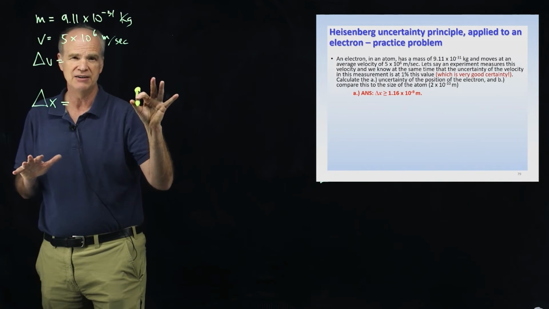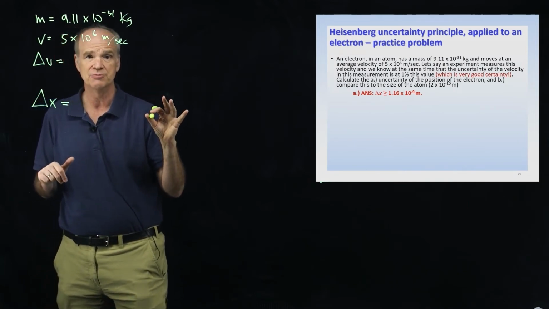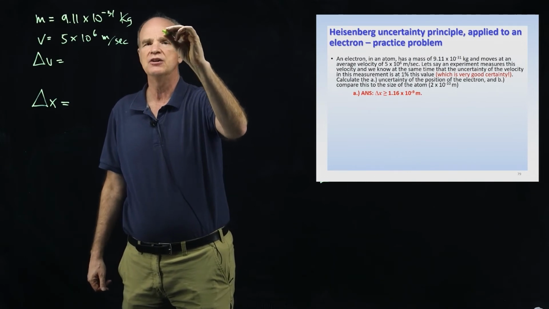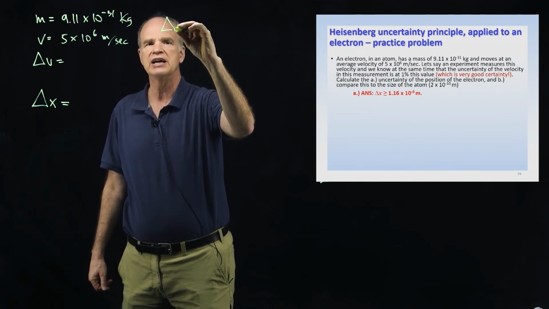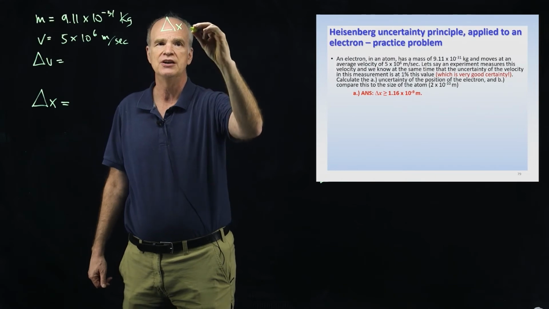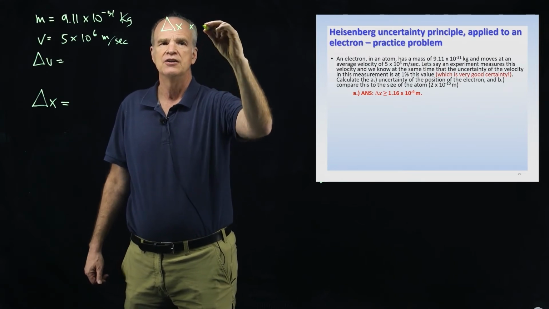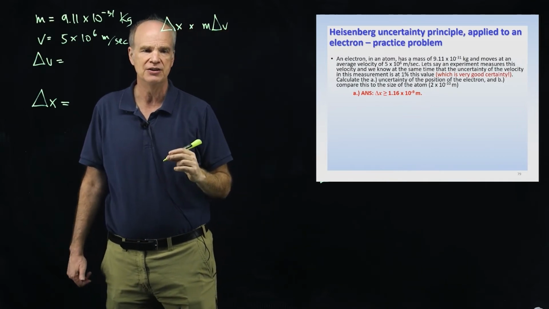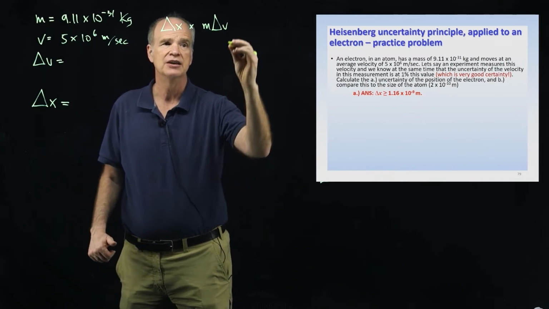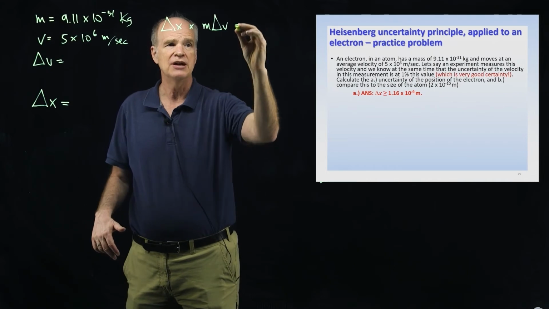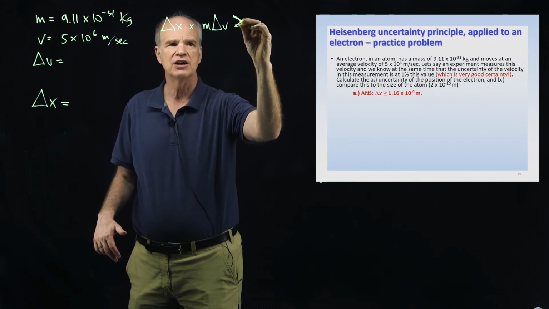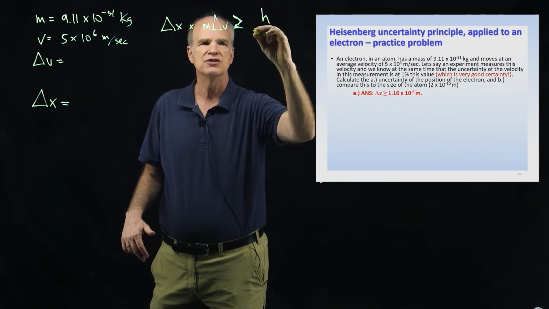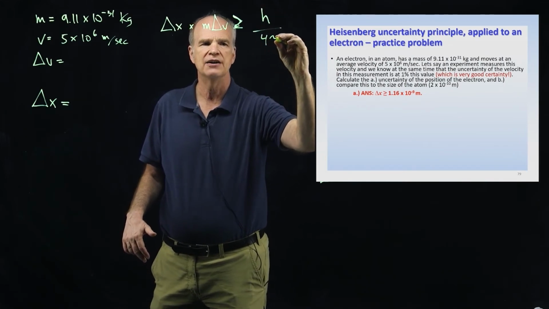So let's look at what the Heisenberg uncertainty principle is. And so it is going to be the delta x, the range or uncertainty of position, times the mass times the range or uncertainty of velocity that this object will have, in this case an electron, is going to be equal to a constant number, actually greater than or equal to a constant number, which is going to be h over 4 pi.